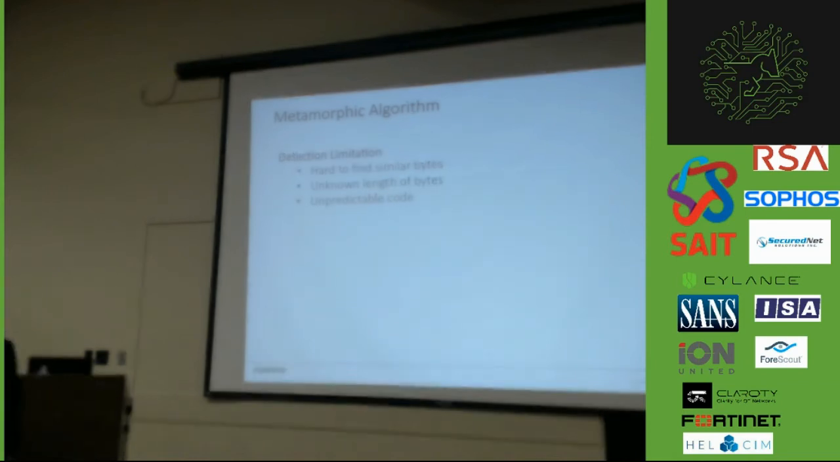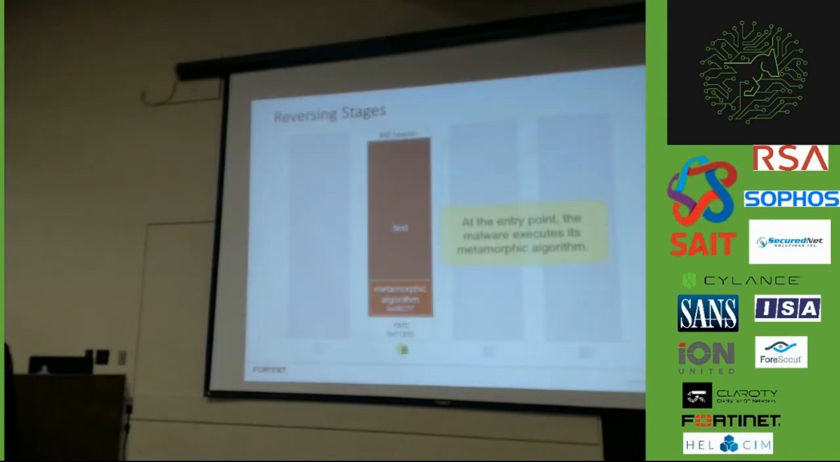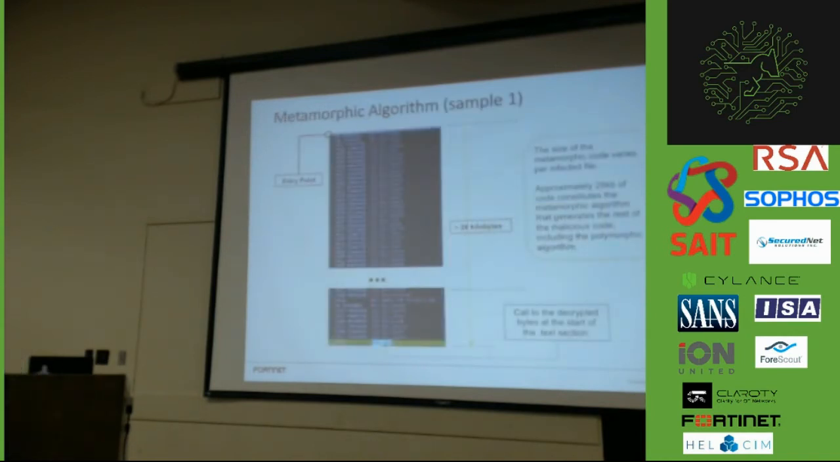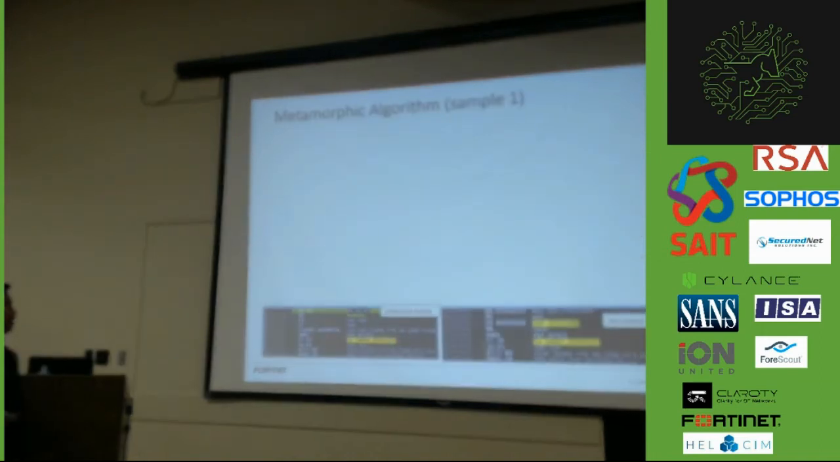It is hard to find similar bytes because it tries to reorganize the code. Unpredictable code and unknown length of bytes. The generated metamorphic code, on this particular part, the lower part, is the very first one to be executed. It comes in different sizes, a maximum of approximately 28 kilobytes, and then all you have to do is look for where it will end. And if you want to reverse the malware, all you have to do is look for the escape or the jump or the call. We'll see that a bit later.